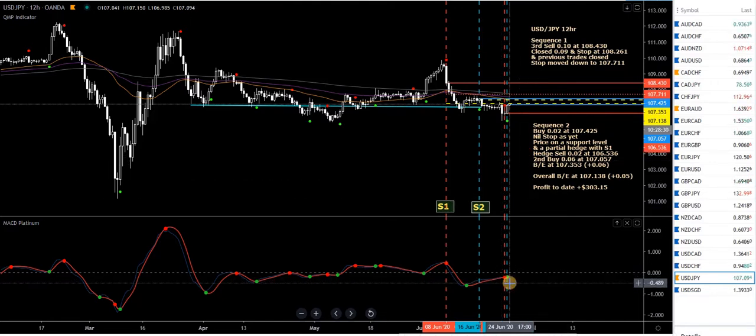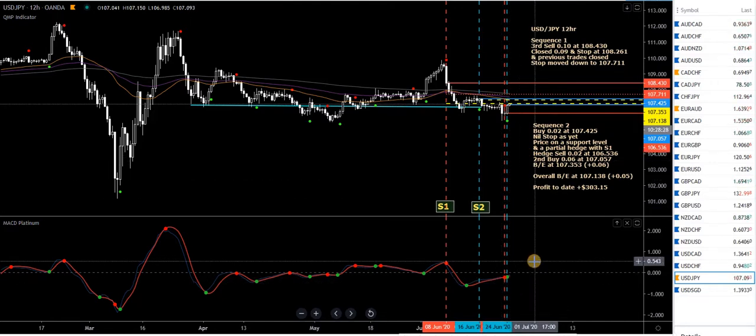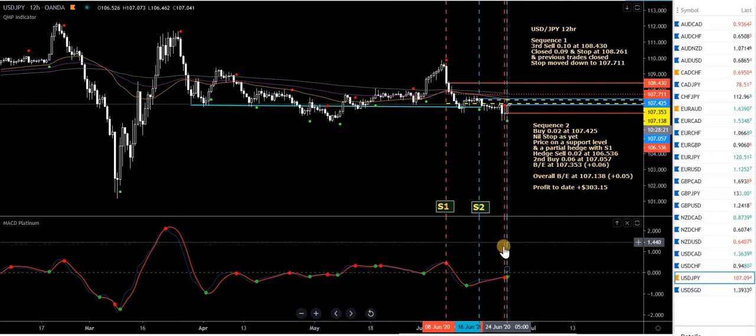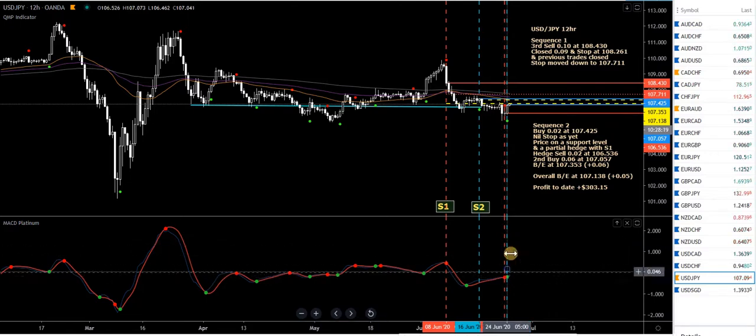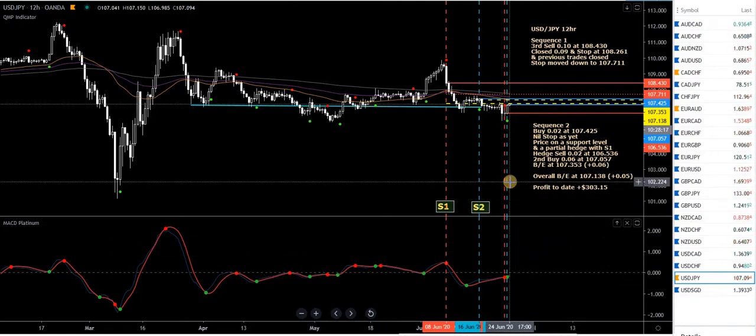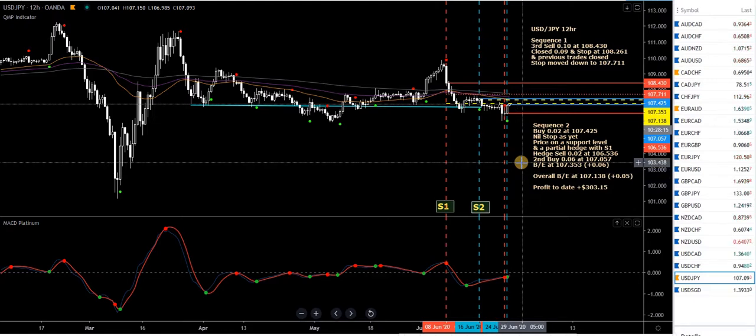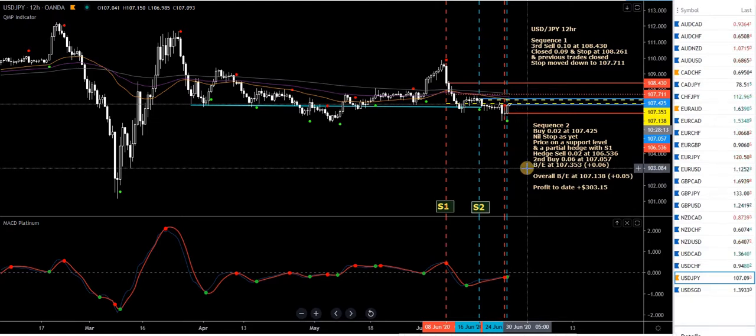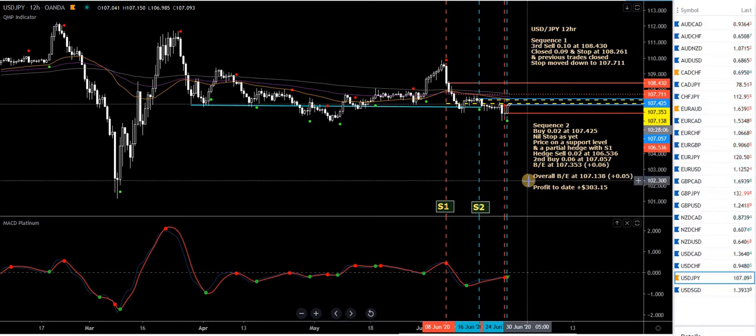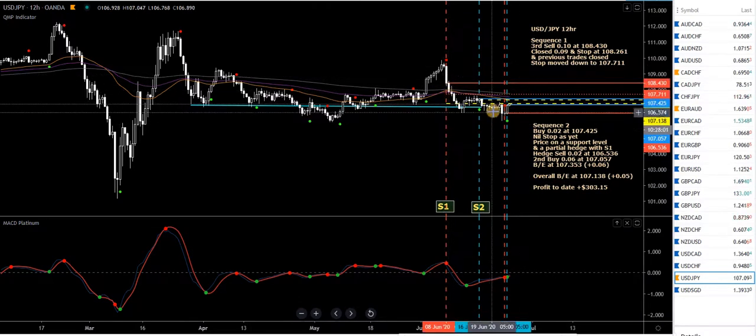And today it's reversed completely, within 24 hours basically, to a buy. So it's a second buy taken, a slightly bigger position size. So I've got a break even for sequence 2, which is 107.353, which is the top yellow line. And I've got an overall break even at 107.138 for all the trades. That's the bottom yellow line.